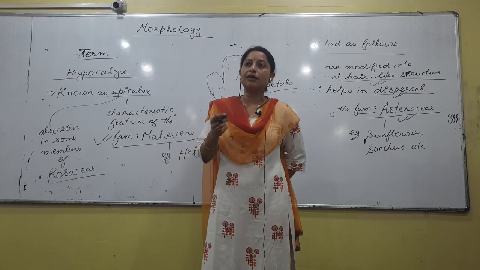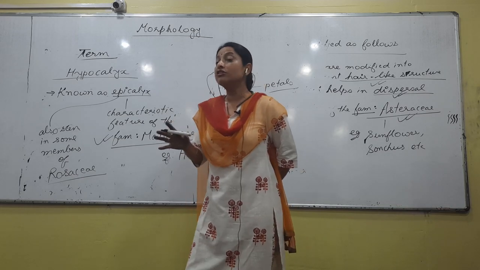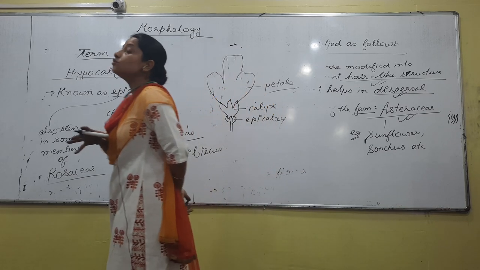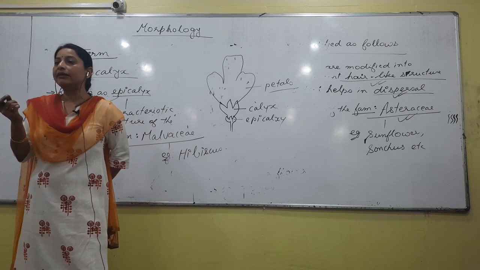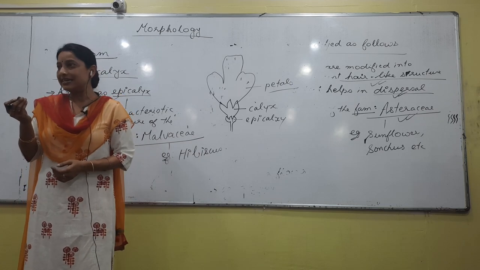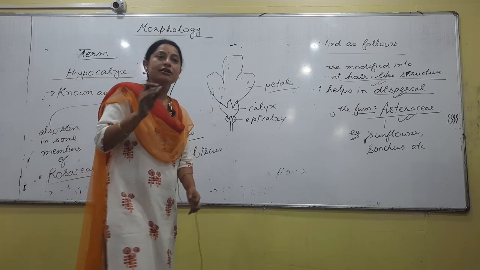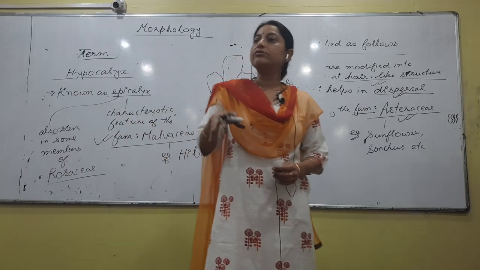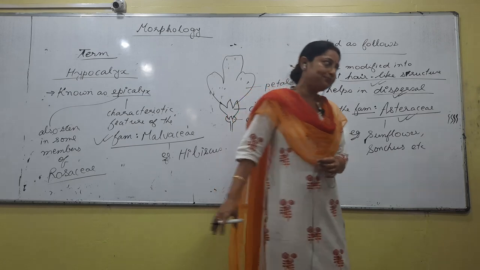Hibiscus is called a shoe flower because it was used to polish shoes before the invention of shoe polish. If you crush the flower petals, it gives a sticky gel-like substance, so it was used to polish, so it is also called a shoe flower, right?